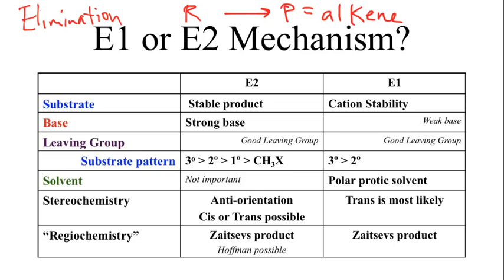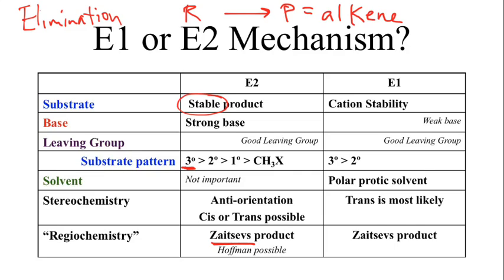Okay? One of the big things that's going to change here between our substitution elimination mechanisms is that our E2 favors tertiary and then reduces down to our primary. Okay, and that's ultimately because we want a stable product, and that really comes in with Zaitsev's rule. Okay, so if that terminology threw you for a loop, go back, review the elimination material from chapter 7, and make sure you're comfortable with what's happening there.